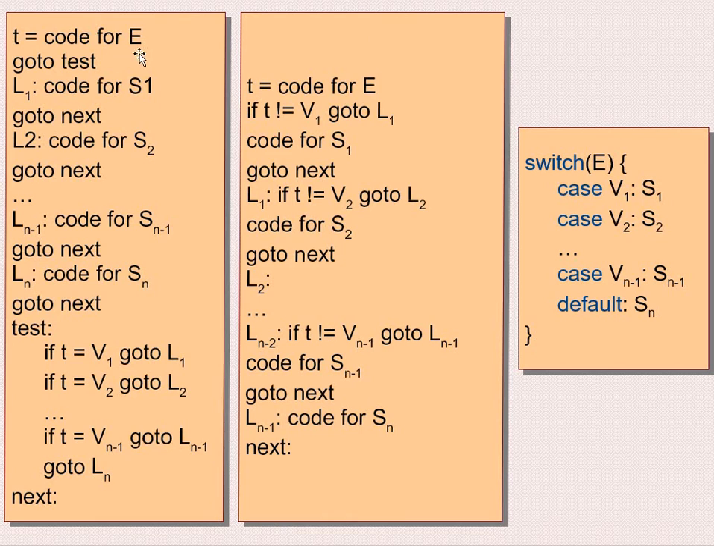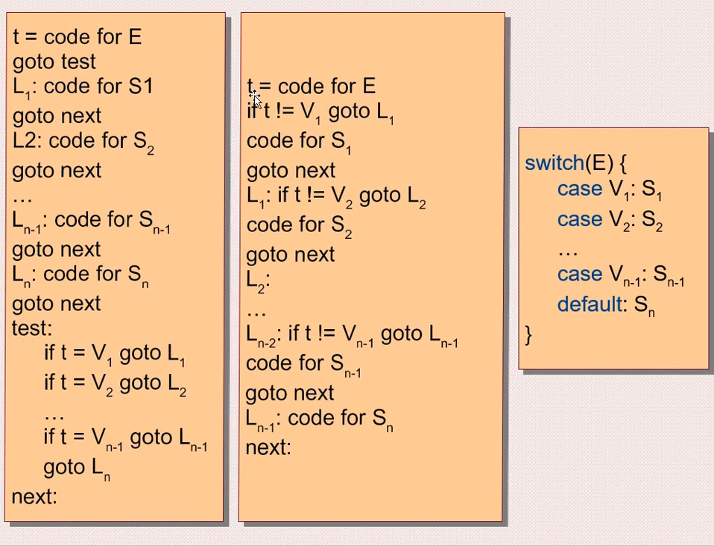In this manner: T equals code for E, then we go to test. L1: code for S1, goto next. Similarly up to Ln: code for Sn, goto next. Test: if T equals V1, then goto L1. If T equals V2, then goto L2, and so on. We can represent the switch case either in this manner or the other manner.